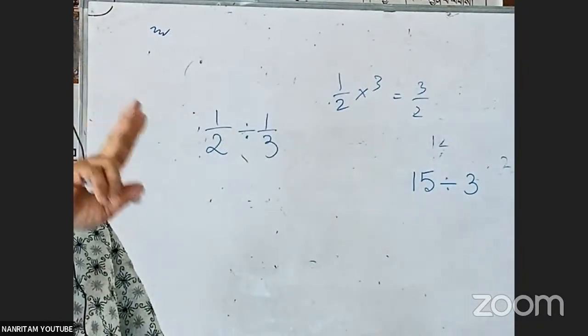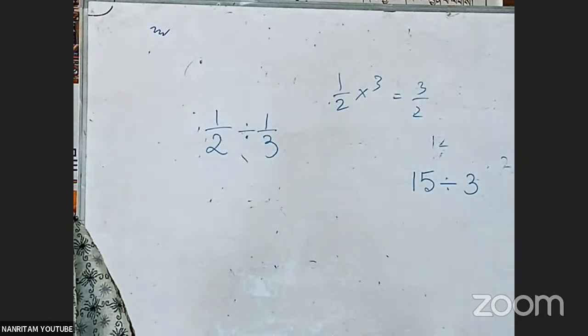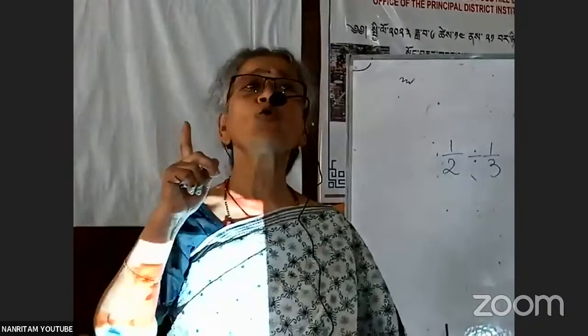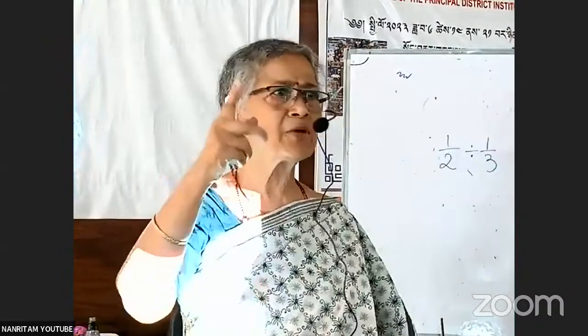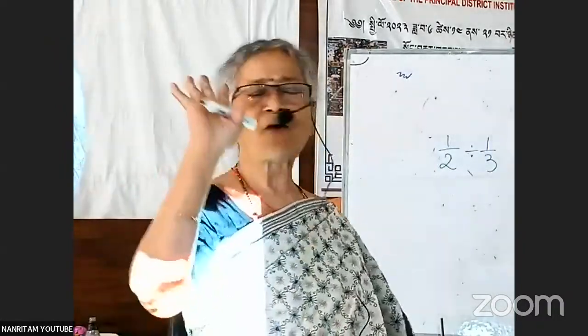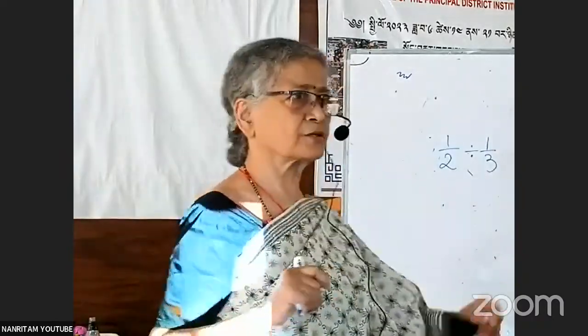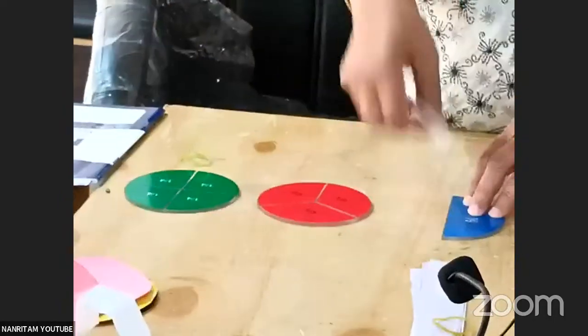One is, 15 divided among 3, how many will each one get? The other is, how many 3s are there in 15? 5 threes are there. With that sentence, how many ones are there, we'll show the child with an activity.